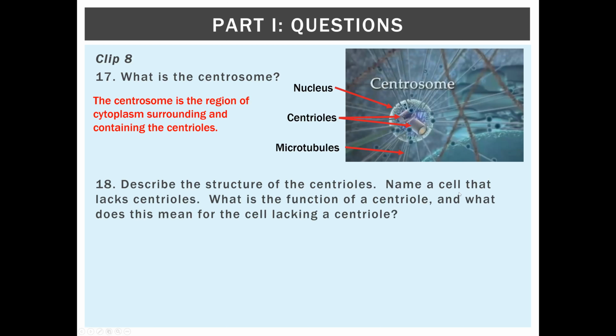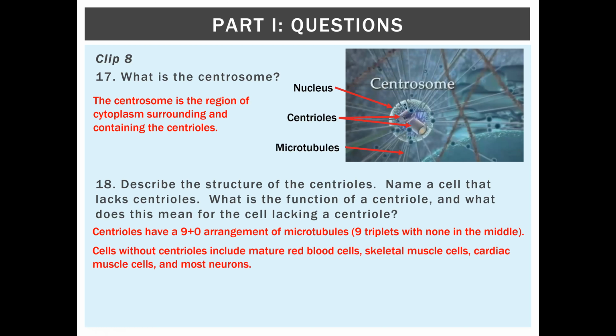Number 18, describe the structure of the centrioles. Name a cell that lacks centrioles. What is the function of a centriole, and what does this mean for the cell lacking a centriole? So centrioles have a 9+0 arrangement of microtubules. That means they have 9 triplets with none in the middle. And cells without centrioles include mature red blood cells, skeletal muscle cells, cardiac muscle cells, and most neurons.